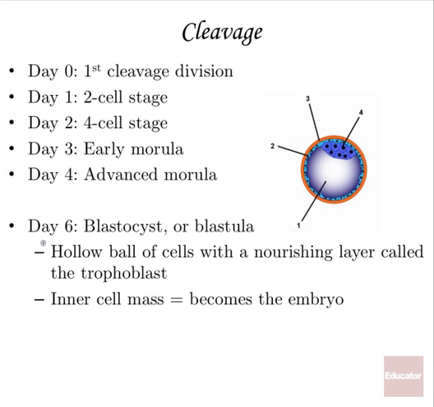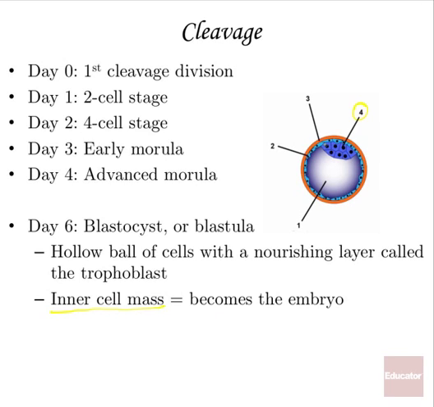And then flash forward to almost a week into this, day 6, we finally have what's called a blastocyst, or blastula is another name for it. And that's what you're looking at right here. This little picture is a hollow ball of cells with a nourishing layer called the trophoblast. Number 4 here, what you're looking at is an inner mass of cells. So I'm going to highlight that in yellow. Inner cell mass, that's what's going to become the embryo, these cells right here. And you'll see what's going to happen to those later on in this lesson.